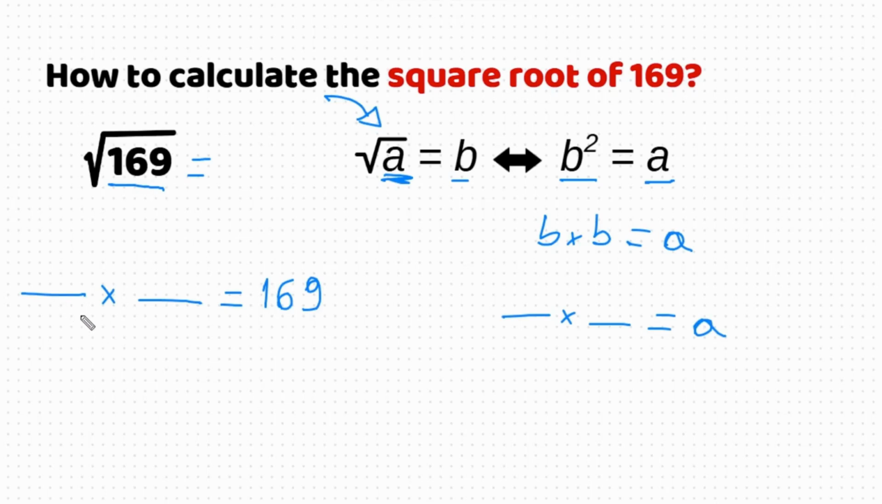And the number that I multiply by itself to get 169 is 13. 13 times 13 equals 169. Therefore, the square root of 169 is 13. And we did this calculation here in a simple and quick way.